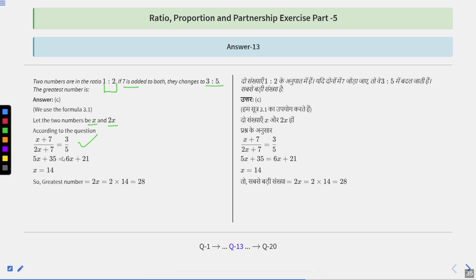When we calculate it, we get the value of x, which is 14. The question asks for the greatest number, so the greatest number is 2x. We multiply 2 by 14, which is 28. C is the correct answer.